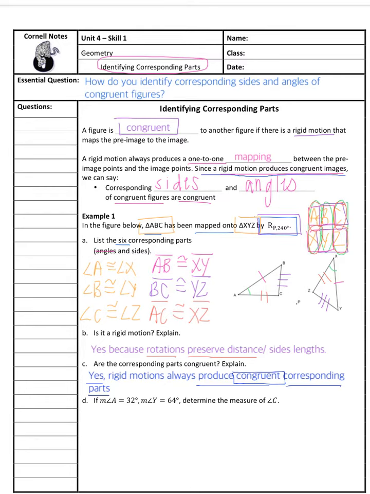The question says, are they congruent? And in fact, they are. And again, it all goes back to the idea because distance and side lengths are preserved.